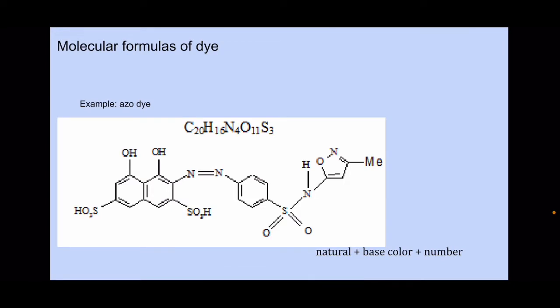Molecular formulas. All the dyes have different molecular formulas, which is a formula giving the number of atoms of each of the elements present in one molecule of a specific compound. Here's an example of the molecular formula for azo dye. Azo dye is only found in fabric dye, and that is an example, which is the chemical equation for it.